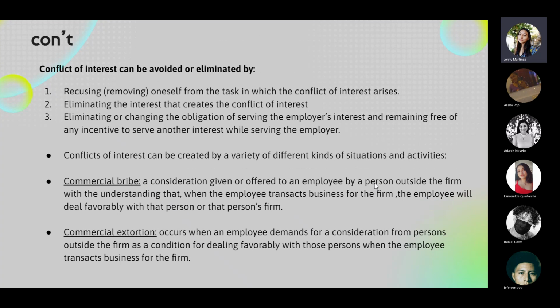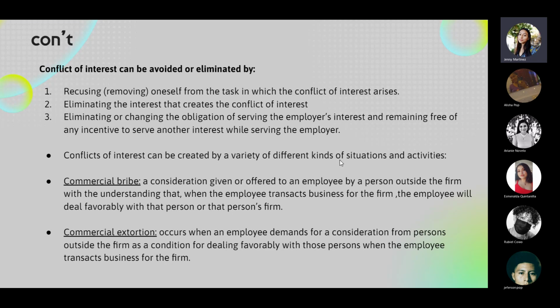And conflicts of interest can be avoided or eliminated. Number one, you can recuse yourself from the task in which the conflict of interest arises. Number two, you can eliminate the interest that might give you an incentive to serve that interest. Number three, you can eliminate or change your obligation to do the task in a way that serves that interest of the company. And conflicts of interest can be created by a variety of different kinds of situations.